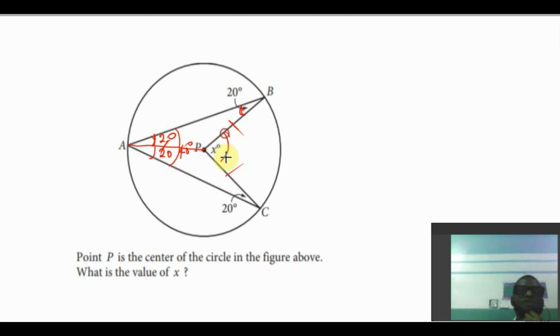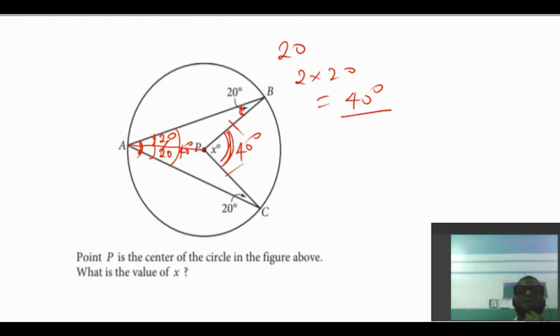And the angle subtended at the center of a circle is equal to twice the angle which the arc subtends at the circumference. The angle at the center is twice the angle at the circumference. So if the angle at the circumference is 20, the angle at the center becomes 2 times 20, which is 40 degrees. So this here is 40 degrees.